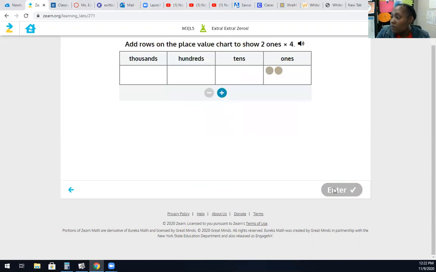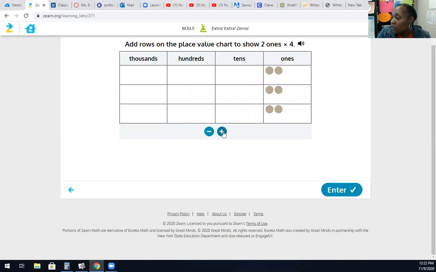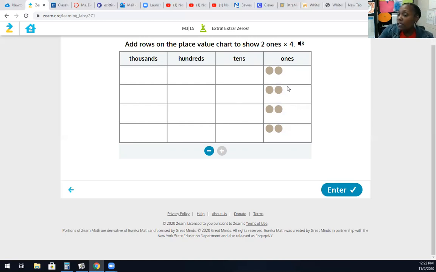Good job. Okay, we're going to add rows on a place value chart to show 2 ones times 4. So we have 2 ones times 4. We're going to add rows. Can I add rows? Let's see. There we go. I added 4 rows. Why did I add 4 rows? Because it tells me I added 3 rows. There was already 1 row. Why did I add 3 rows? Because I had 1 and I needed to get to 4, right? I bet you can guess what 2 ones times 4 is right now.